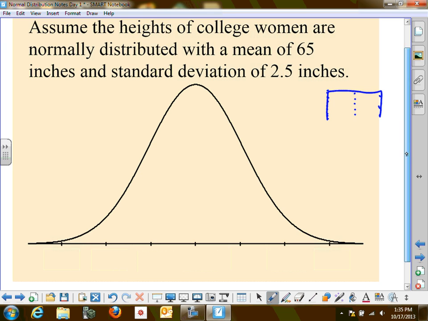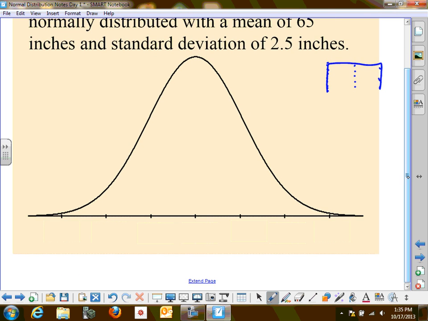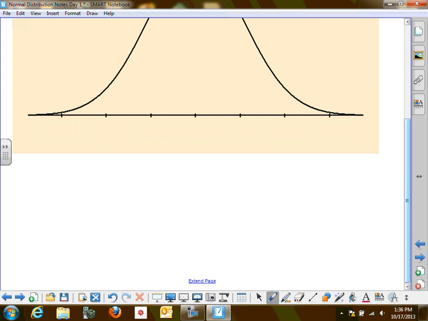So here we have college women's heights, and the mean is 65 inches, and the standard deviation is 2.5. I want us to correctly label this graph here. So first of all, what is the information that this picture is about? Heights of college women, good.